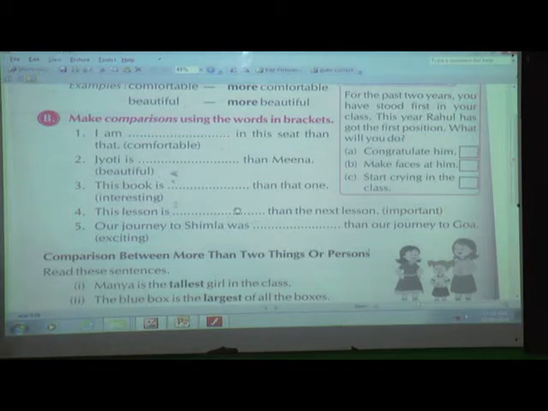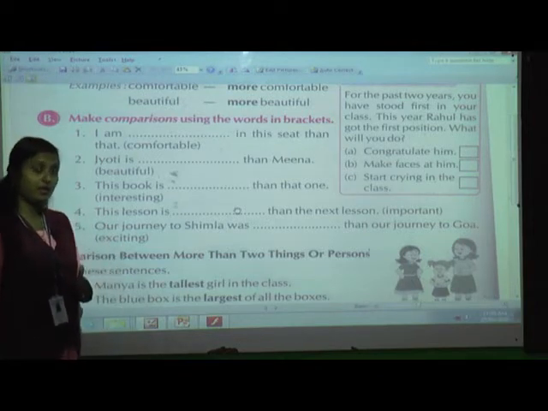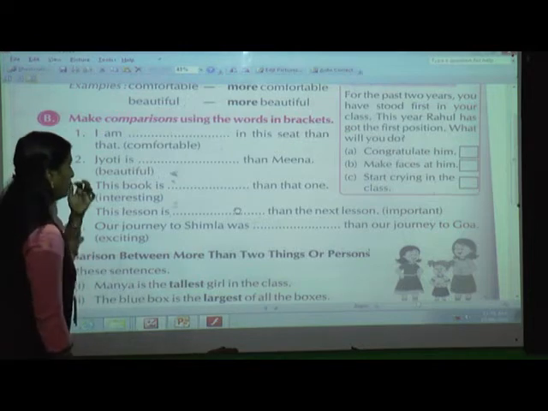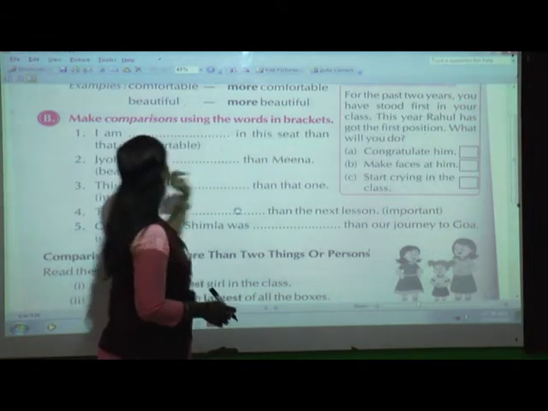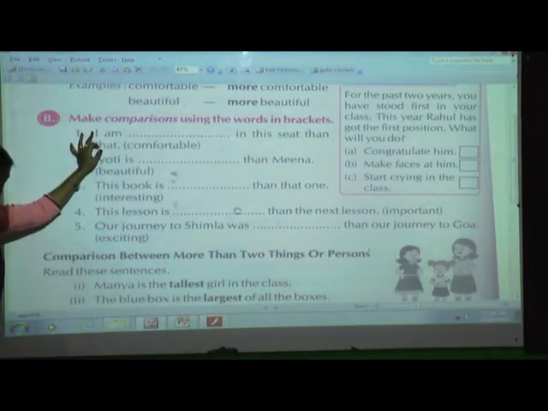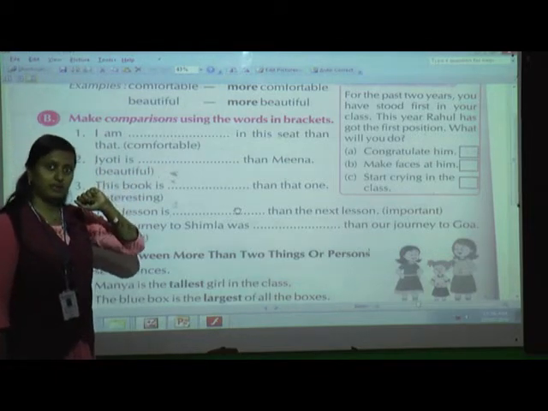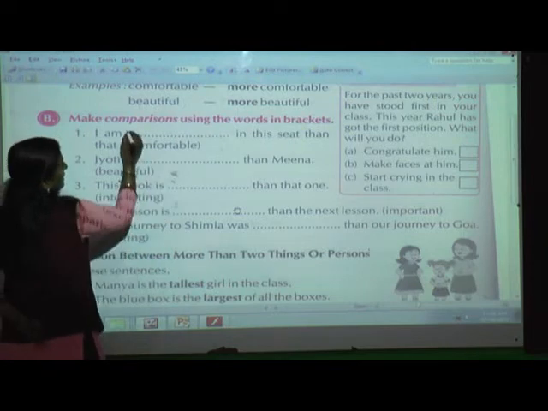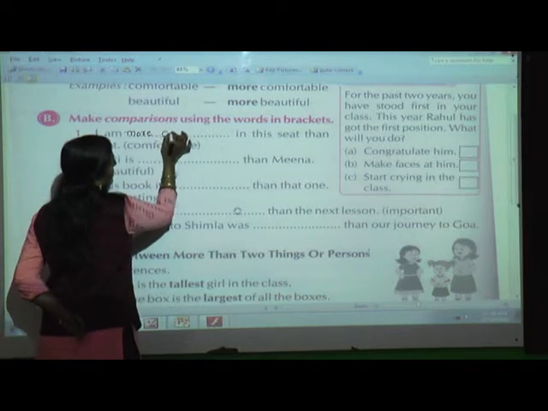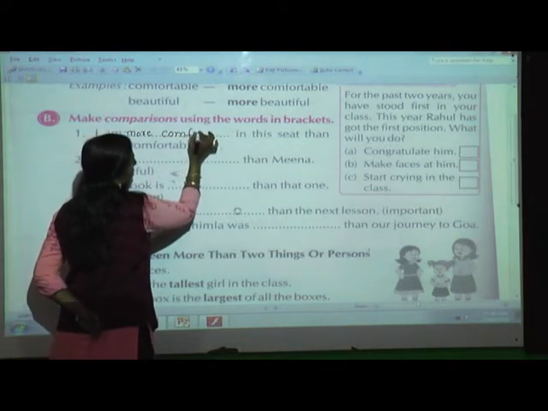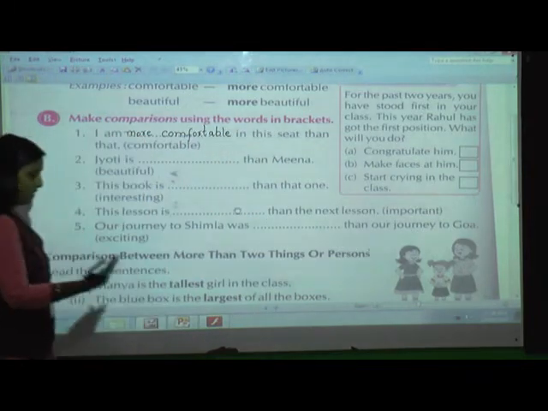comparing two things, persons, animals, and the words are big, which word are we going to add? Yes, we are going to add more, M-O-R-E. So: I am dash in this seat than that. Here also you can see only two things have been compared. So here comfortable is a big word. So which word am I going to add? M-O-R-E, more. I am more comfortable in this seat than that.